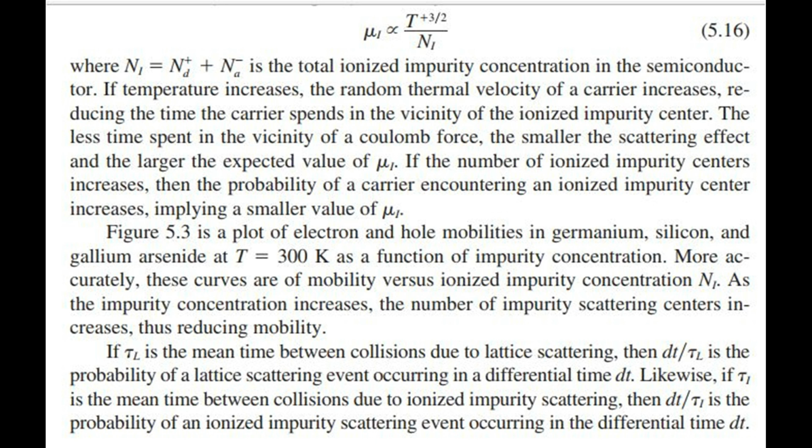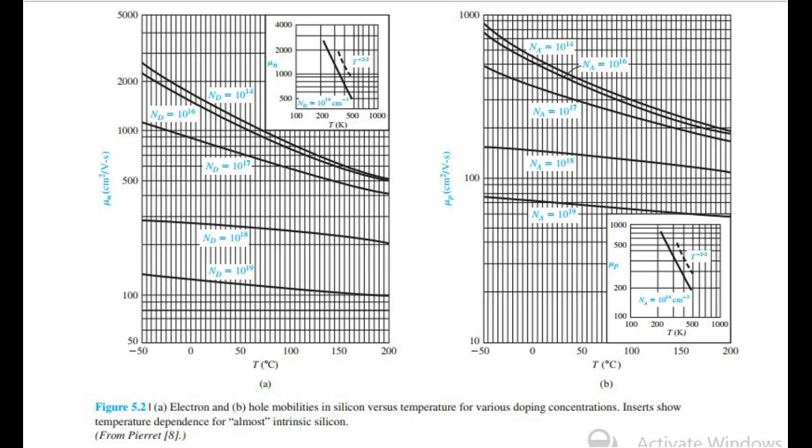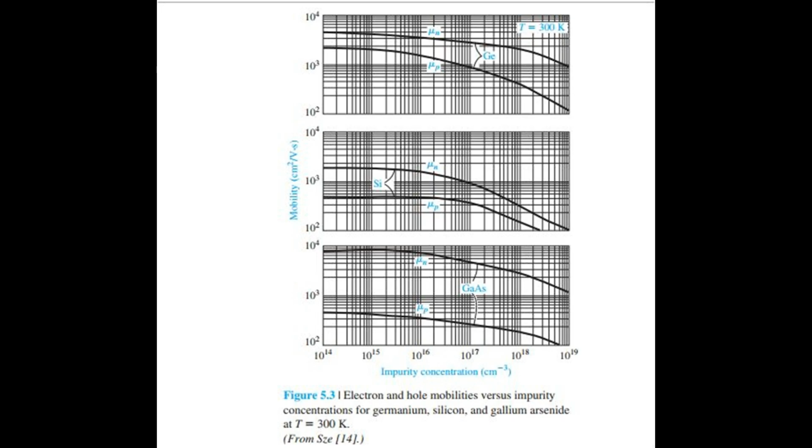Figure 5.2, a. Electron and b. hole mobilities in silicon versus temperature for various doping concentrations. Inserts show temperature dependence for almost intrinsic silicon. Figure 5.3 Electron and hole mobilities versus impurity concentrations for germanium, silicon, and gallium arsenide at T equals 300 kelvins.